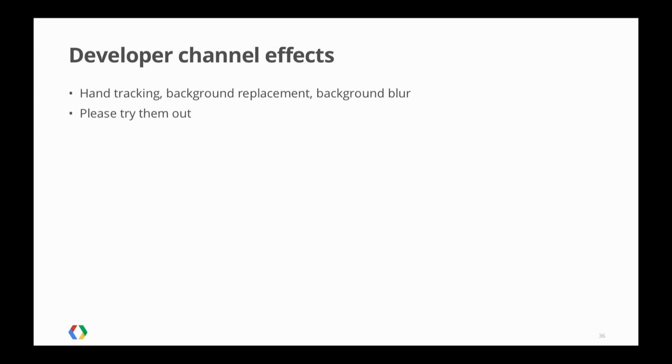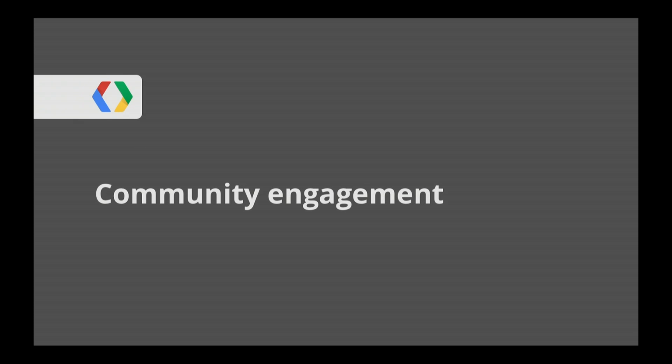OK, so those are the effects. Again, hand tracking, background replacement, and background blur. Please try them out. Please play around with them, and let us know what works, what doesn't. This is where we're really going to try and use the developer channel. We want to hear the feedback from you, and we want to change the API to look the right way, adjust the parameters so that it works well for everyone.